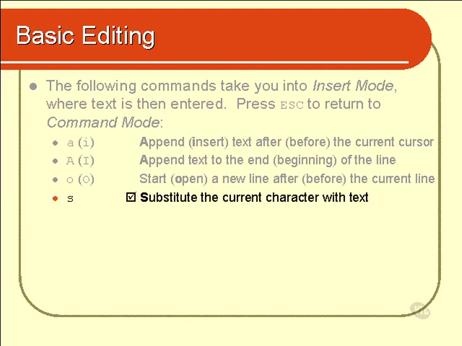Now we have S. Substitute the current character with text. You can prefix that with a number. If you said 5S, it would substitute the 5 current characters with text. And what text? Well, whatever text you type. You can type one letter, you can type 100 letters, you can type 20 lines of text, it doesn't matter. You do not have to replace the current character with the same number of characters.